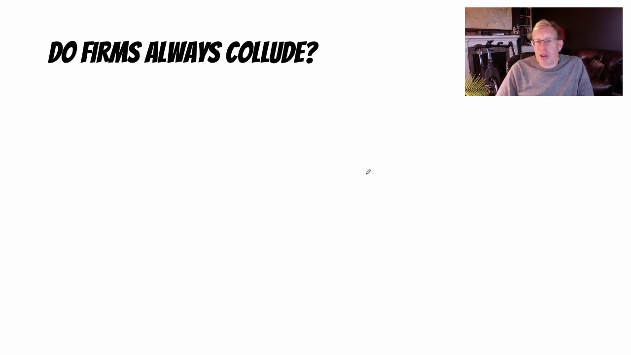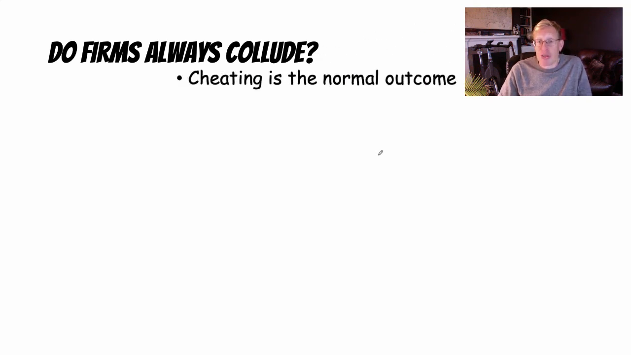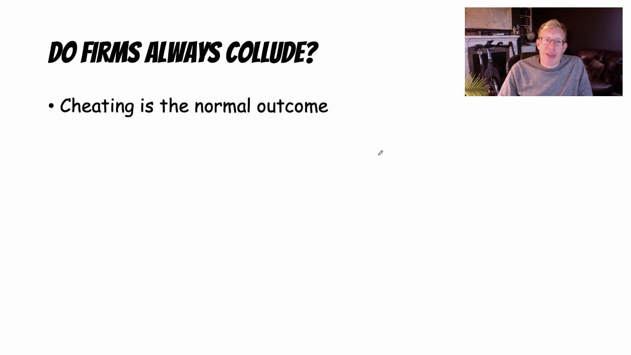Which brings us to one important question here. And this relates back to oligopolies. Does it make sense for firms to collude? Does it make sense for firms to choose the option in a game theoretic setup where they gang up on consumers all the time? And the answer is probably not. In a game theoretic setting where collusion is possible, cheating tends to be the normal outcome. We saw this with the Chamberlain model.